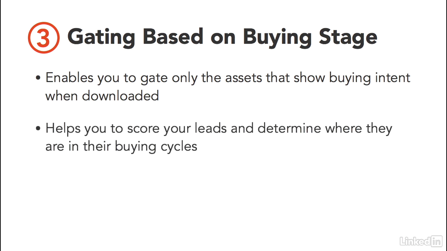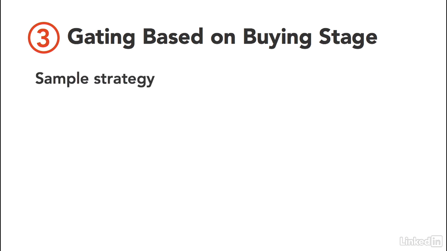It also helps you to score your leads and determine where they are in their buying cycle. Scoring is something you can do in your marketing automation system, and it enables you to determine where a person is in their buying journey. If you're only gating some of your content, you can give them a higher score if they're downloading the pieces that you're gating. Here's a sample strategy for gating based on buying stage.